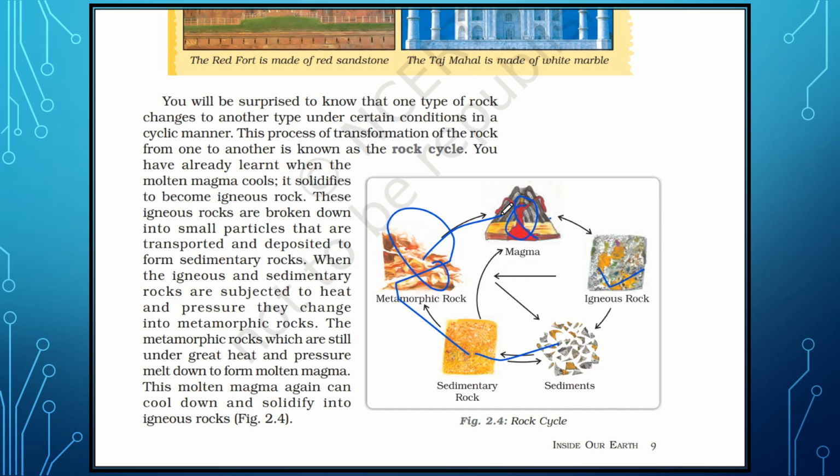This process of transformation of rock from one type to another is known as the rock cycle. You have already learned that when molten magma cools, it solidifies and becomes igneous rock. These igneous rocks are broken down into small particles and are again transported and deposited to form sedimentary rock. When the igneous and sedimentary rocks are subjected to heat and pressure, they change into metamorphic rocks. The metamorphic rocks, still under great heat and pressure, melt down to form molten magma. This molten magma again cools down and solidifies into igneous rock. So this cycle keeps going.